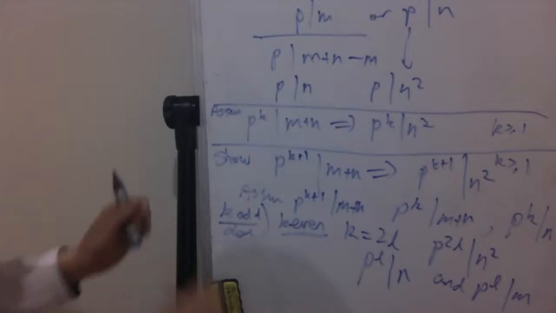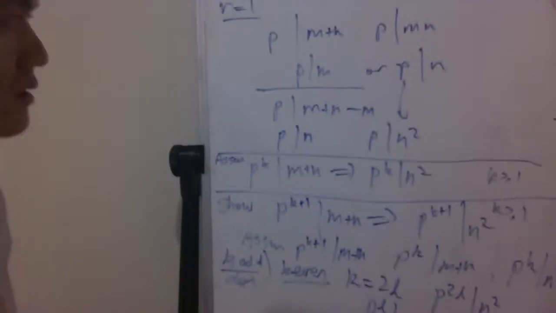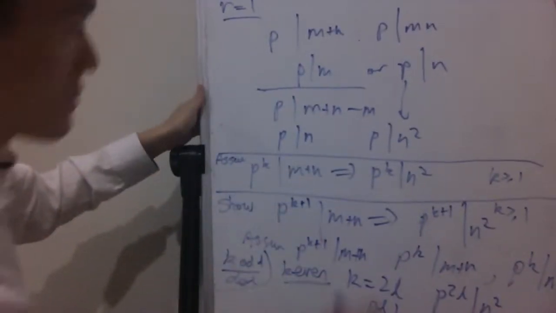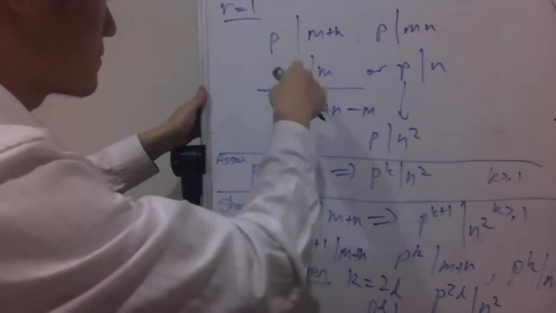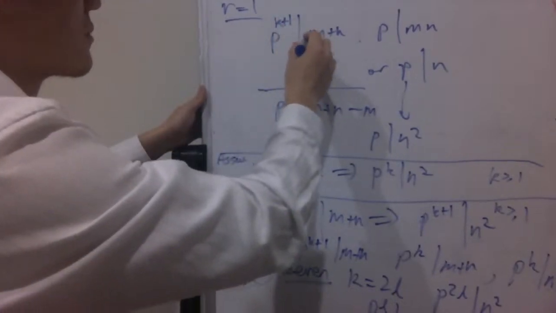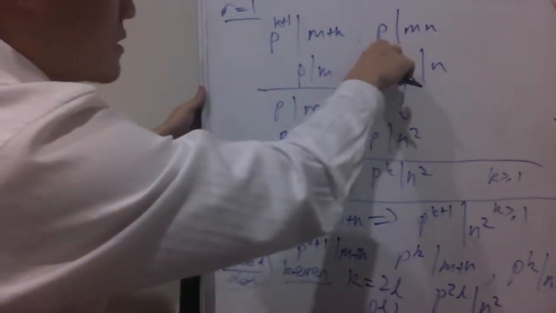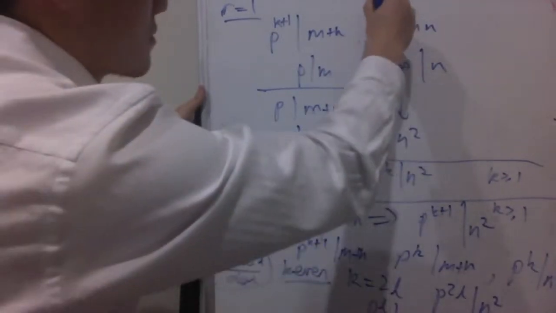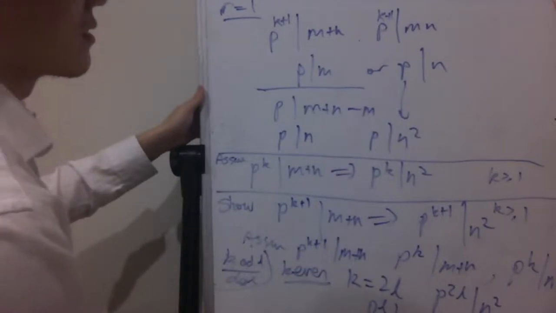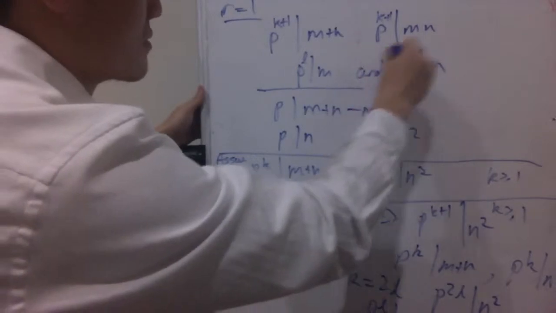Maybe I'll write the next part in the R equals 1 case, because it actually is the R equals 1 case, okay? So what do we have? Let me just rephrase this. We have P to the K plus 1 divides M plus N, yeah? And then we have P to the L divides M and P to the L divides N, yeah?